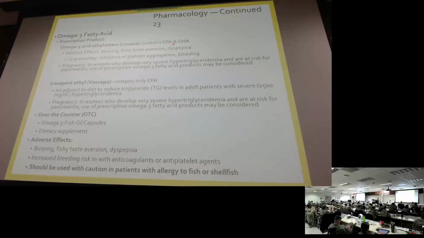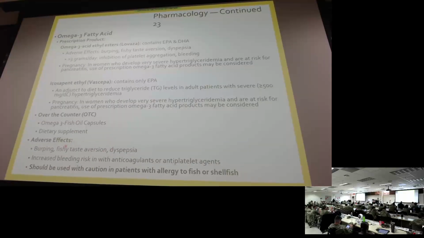Remember that you have two different options. This one has the EPA and the DHA. This one just has your EPA in it. This one, again, helps with those triglyceride levels. Same thing, I'm not going to ask you about the pregnancy stuff. You do see that we have over-the-counter omega-3. They can just go and buy it as a normal dietary supplement. But again, they still usually have those same adverse effects.